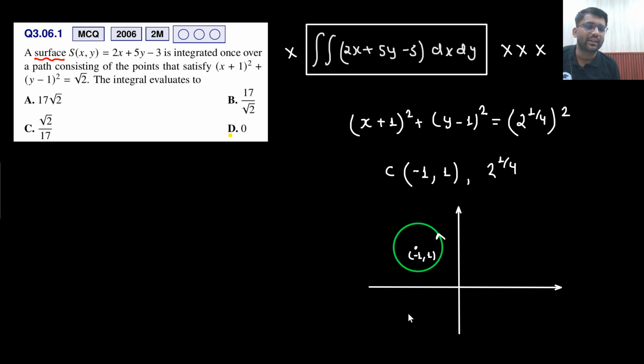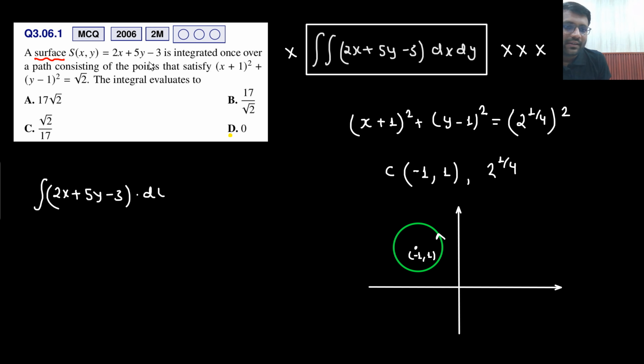So direction they did not tell, but this is something you are not supposed to calculate just because the surface is mentioned. This is just a function. The 2x plus 5y minus 3 is just a function. You need to calculate this function over a surface. Sorry, over a closed line. Is that understandable to you? So what you are supposed to calculate? You are supposed to calculate this 2x plus 5y minus 3 dot dl.